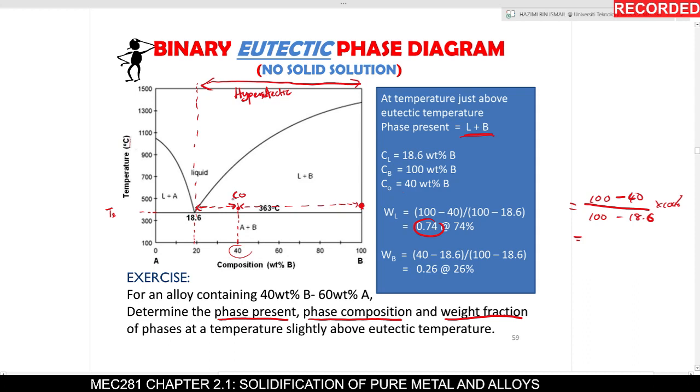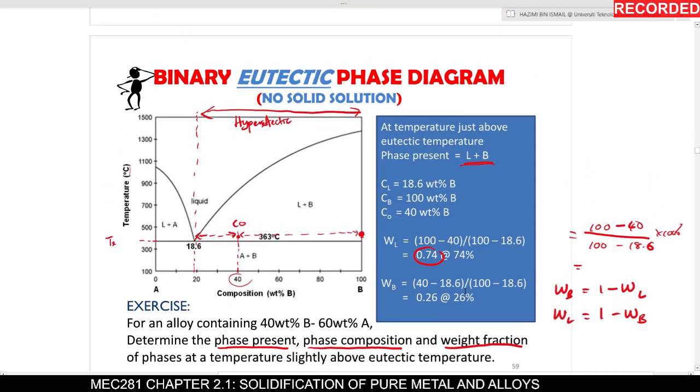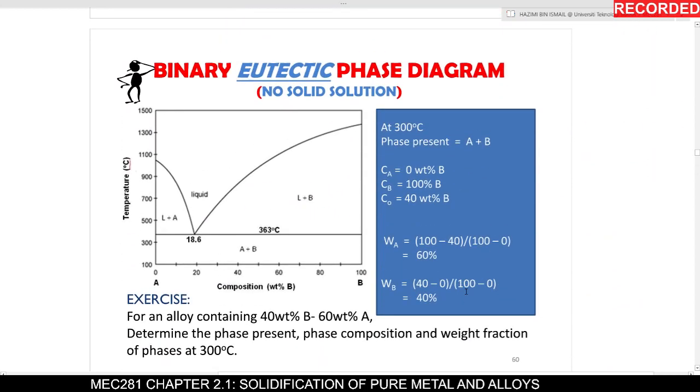And how to find the beta, WB? So WB is just 1 minus WL, or vice versa, WL equal to 1 minus WB. So you just have to find either one and then 1 minus that value. Okay, so you have to try by your own. Okay, and then we go to the next example.